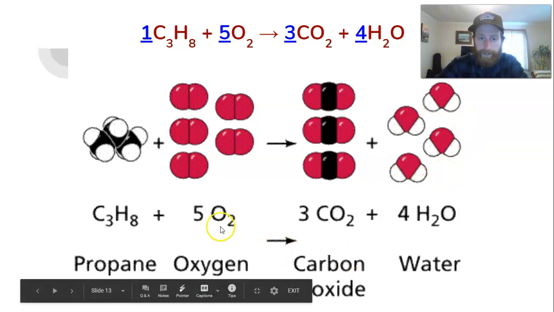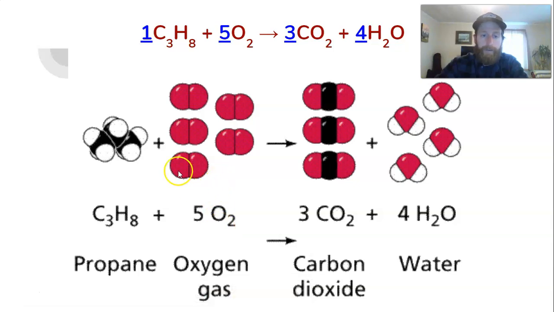And then lastly, I've got 5 diatomic oxygen molecules over here. So 2, 4, 6, 8, 10 total red oxygen atoms. And when I count them over here, 3, 6, 7, 8, 9, 10, I have 10 red spheres as well. So that's just kind of a pictorial representation of what we just did to balance this equation.